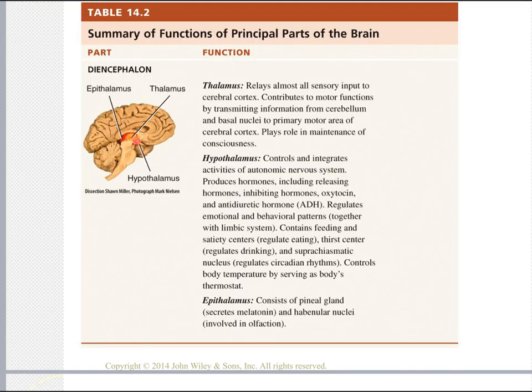The last slide in this lecture is table 14.2. It's a continuation of that table we looked at before. And again, it's a nice little table to lump everything together in one nice, neat little package, giving you the who, the what, the where, the when, the why, the how of each of these structures. The final part of this table is the diencephalon, the thalamus, the hypothalamus, and the epithalamus, what it's made up of, what it does, etc. So I like this table.